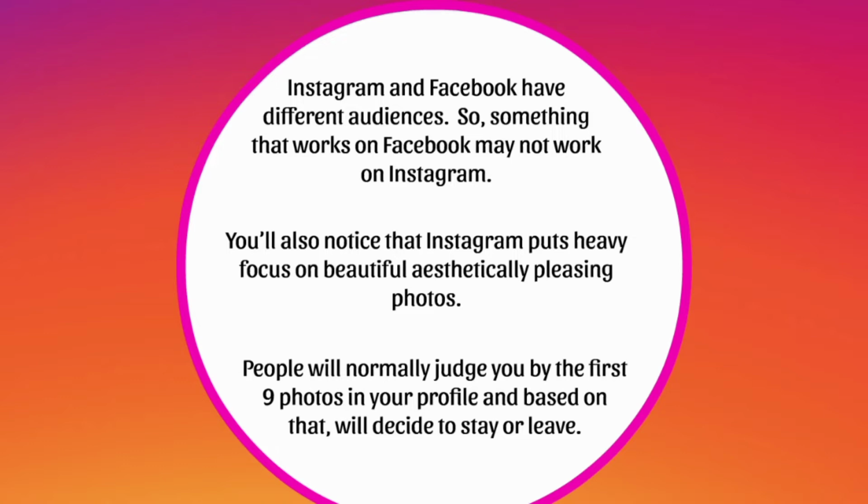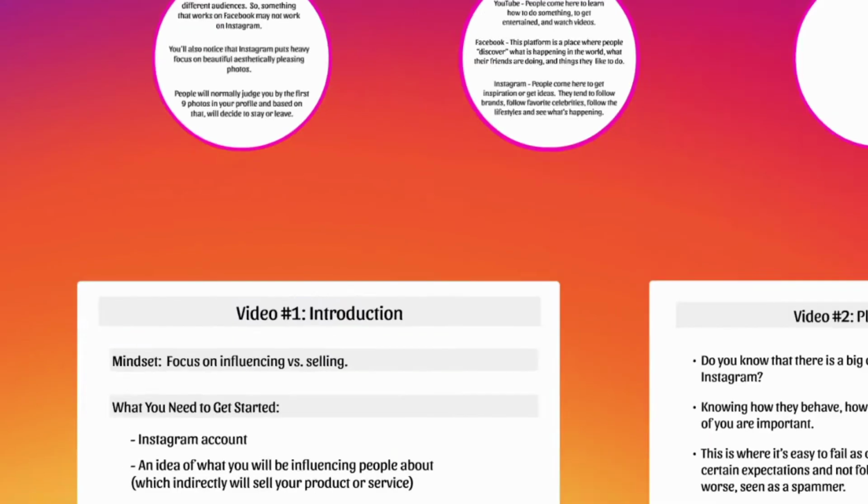On your Instagram profile, when people go to the profile, they're going to see about a few images. And people will normally judge you based on the first 9 photos in your profile. Based on that, they will decide to stay or they will decide to leave. So you've got to make sure that you choose your best 9 photos and put them at the forefront. So when somebody comes to your Instagram profile, they see the best of the best, right?